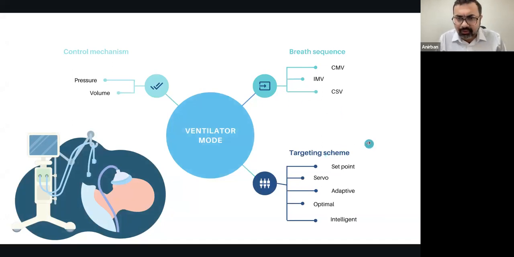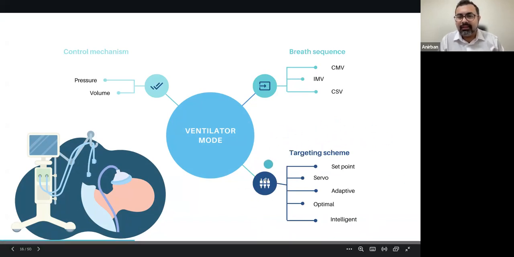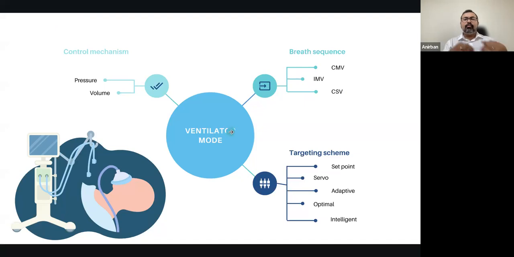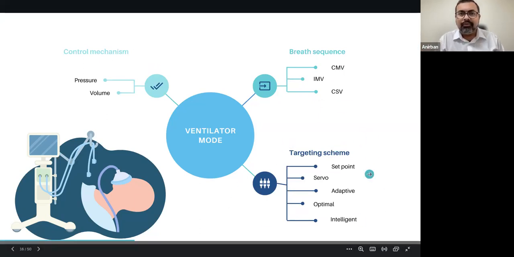Complicated slide, just for the sake of inclusion, I have added. Forget the targeting scheme. This is advanced level stuff. We do not need to think about it. Just look at these two aspects. When we define a ventilator mode, we need three parameters: the control mechanism, the breath sequence, and the targeting scheme. Control mechanism, we have already discussed, can be either pressure control or volume control. Breath sequence, we have already discussed, can be continuous mandatory ventilation, intermittent mandatory ventilation, or continuous spontaneous ventilation. Targeting scheme, I will skip.